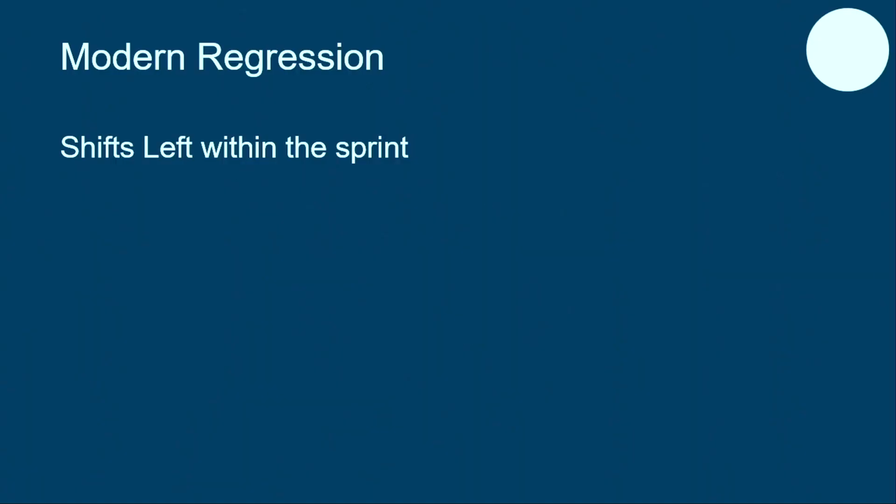So let's put a little bit of a modern flair onto that. Modern regression testing approaches shift left within the sprint, right? Again, you knew I was going to have some sort of a shift left component in here. So shifting left, and what does that mean? It means within a couple of days from the development.